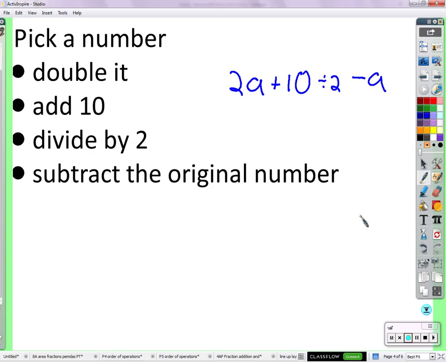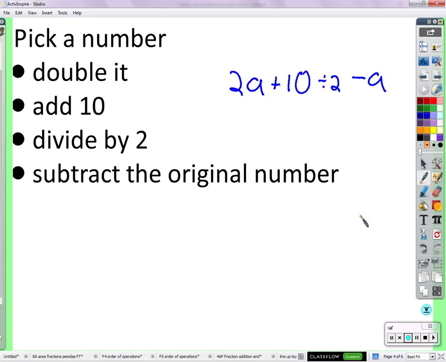I want you to try, I mean, this looks pretty good. I want you to try your number again. Same number that you tried before. You know what you should wind up with, 5. Okay. But what I want you to do is pay close attention to the expression we've written here. It's called an expression. If it doesn't have an equals sign, it's an expression. If it has an equals sign, it's an equation. Okay? This is an expression.